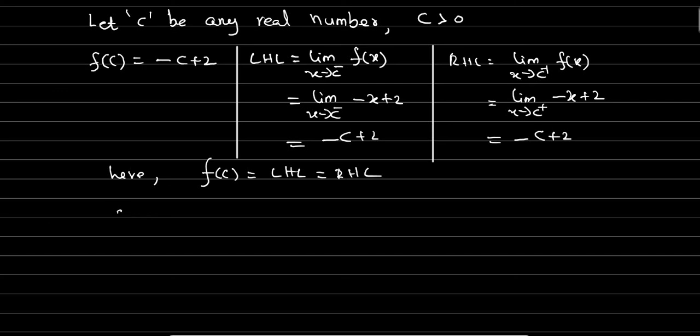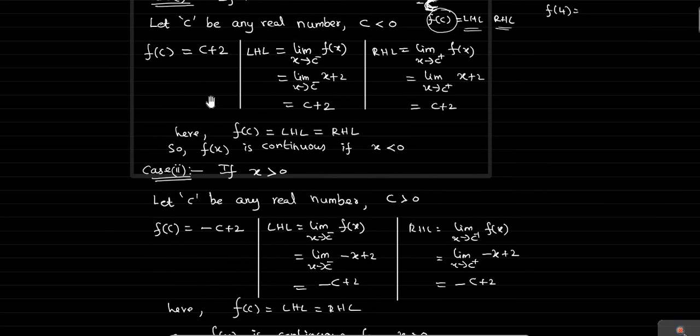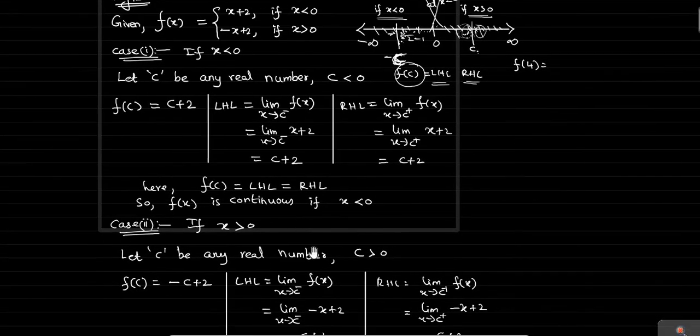So what can we conclude? So f of x is continuous for x greater than 0. Okay, so now what final conclusion can we write from case 1 and case 2? What is the final conclusion?